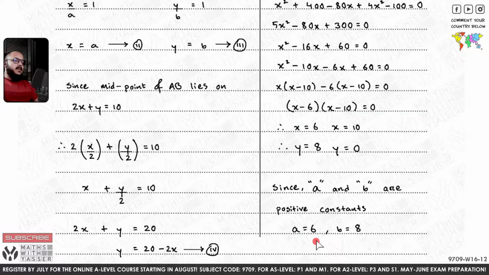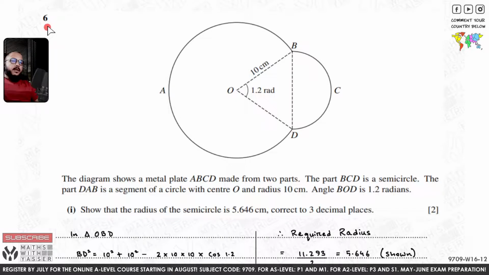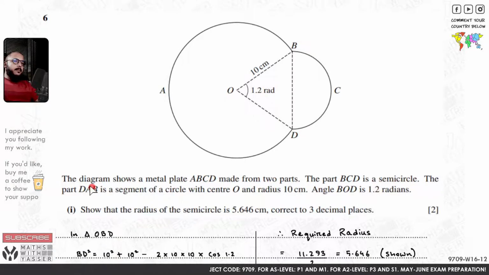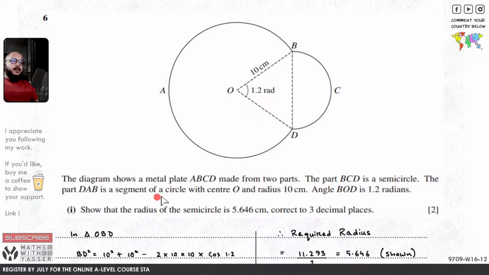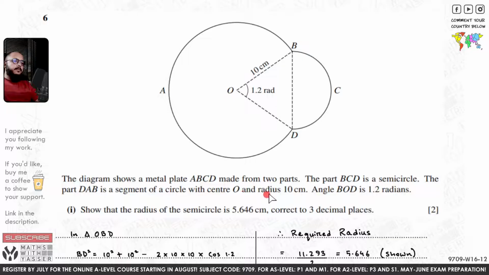So a must be 6 and b must be 8. Question number 6. The diagram shows a metal plate ABCD made from two parts. The part BCD is a semicircle. The part DAB is a segment of a circle with center O and radius 10 cm. Angle BOD is 1.2 radians.